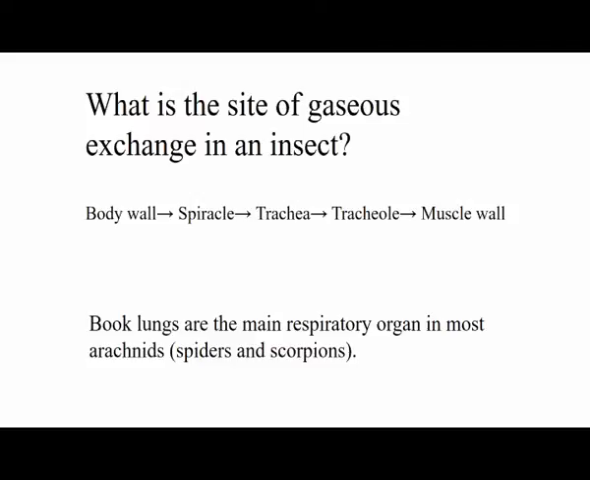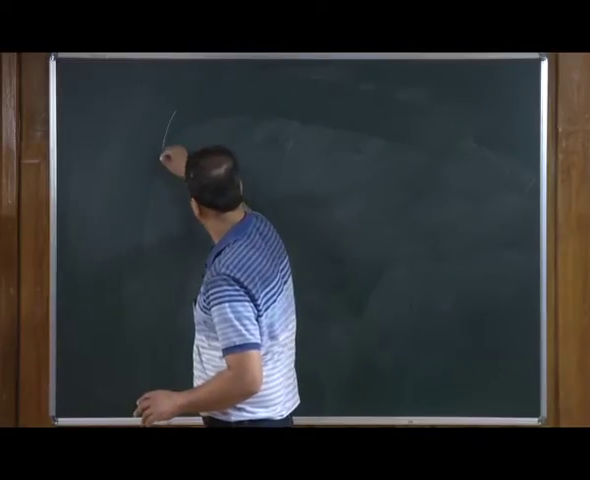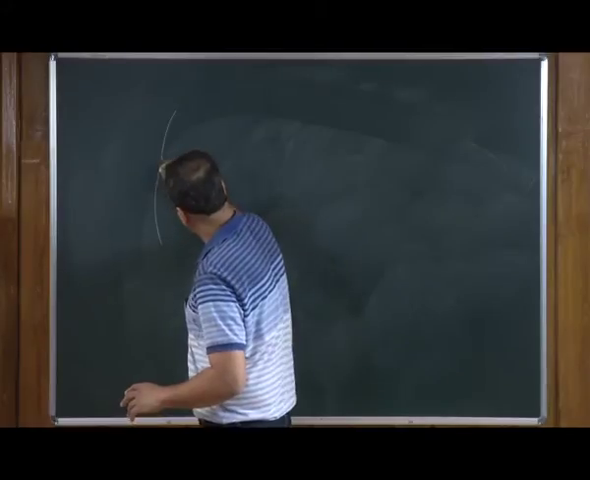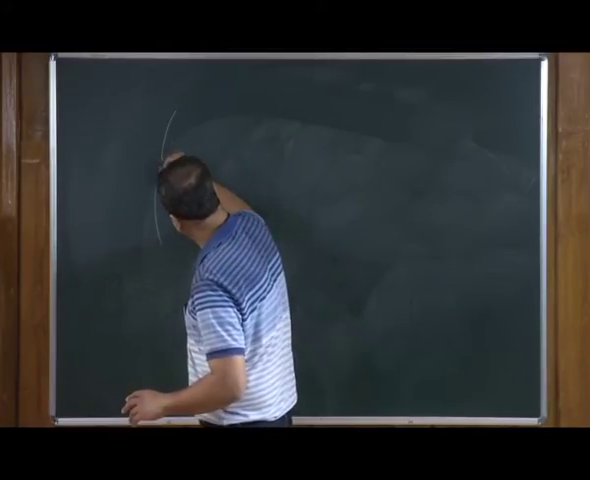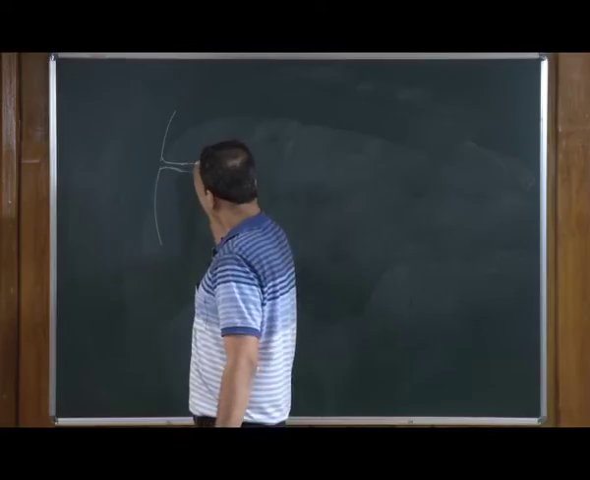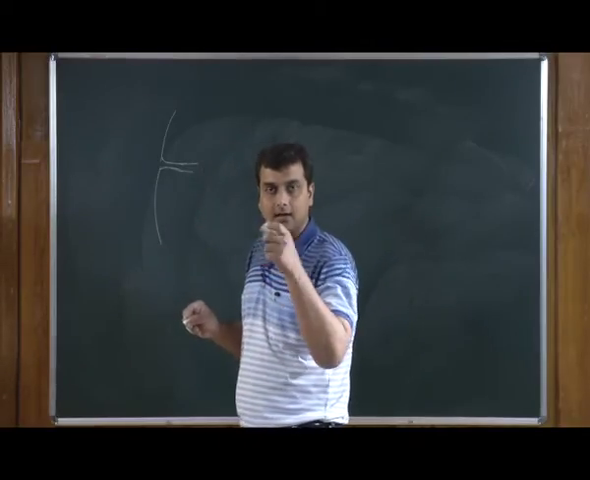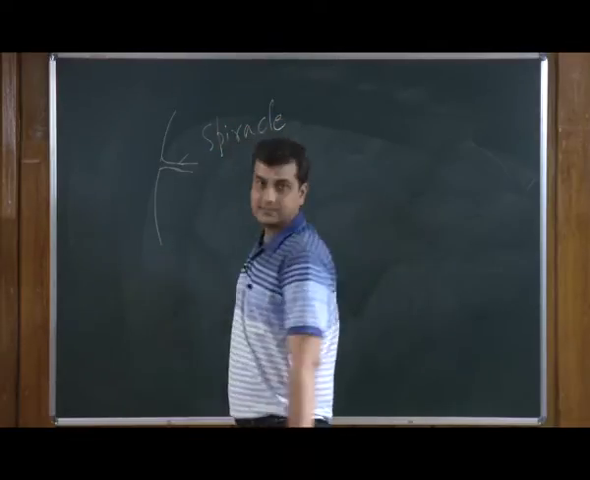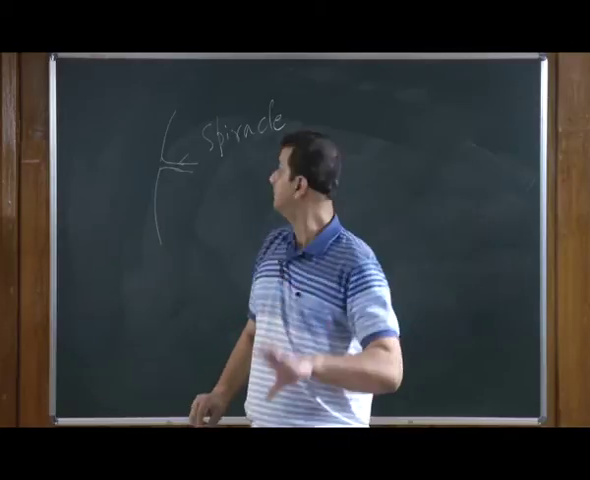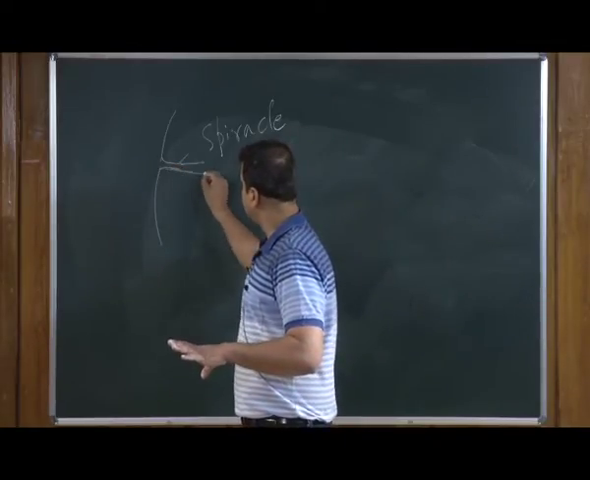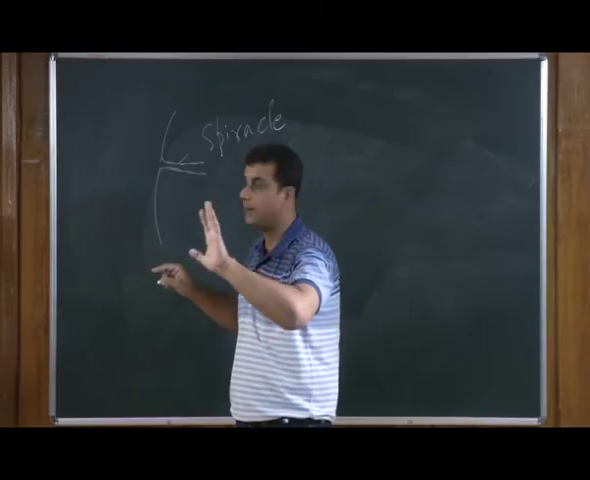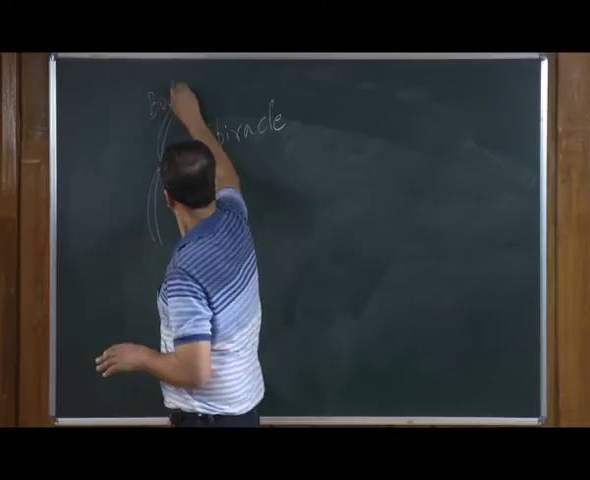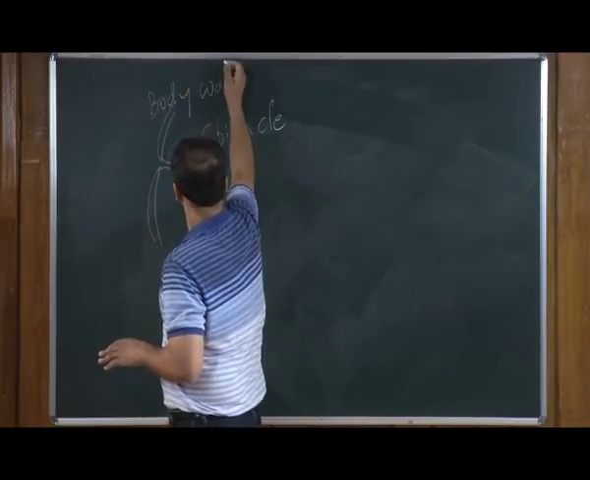So, if we start with the body wall. Suppose we have a body wall here, and this body wall has an opening, and this opening continues into a channel, a tube-like structure which is called a spiracle. So, a spiracle is the tube-like opening from outside. These are all the body wall, body surface.